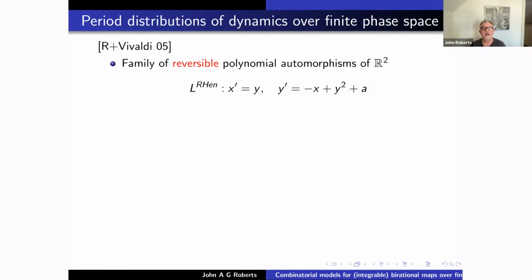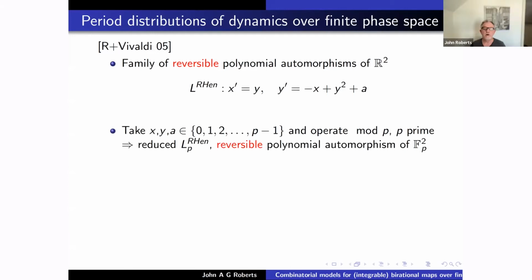So to give you some flavor of this, this map here is the Hénon map. I talked about it before. It's a map of the plane, and it's polynomial, obviously invertible, and it's also the composition of involutions. You can check that one of the involutions is interchanging x and y.